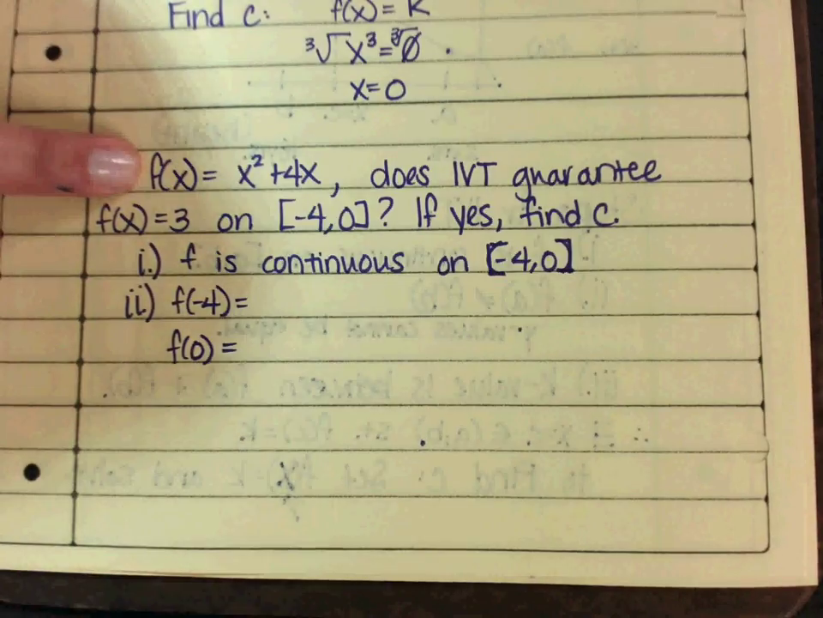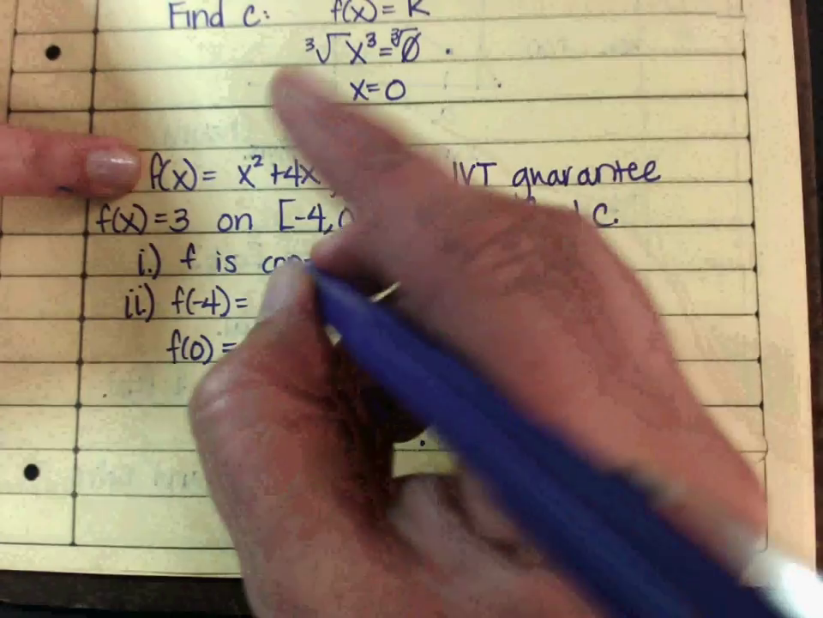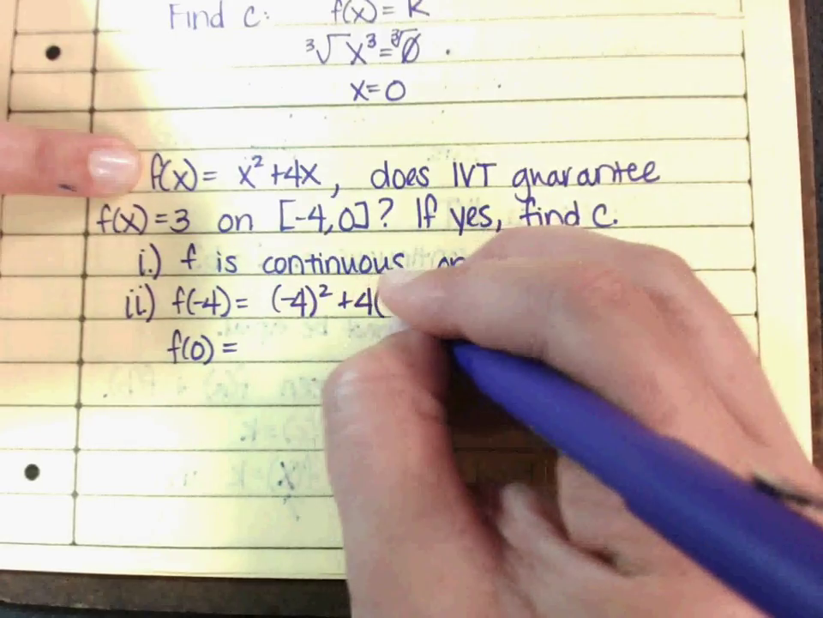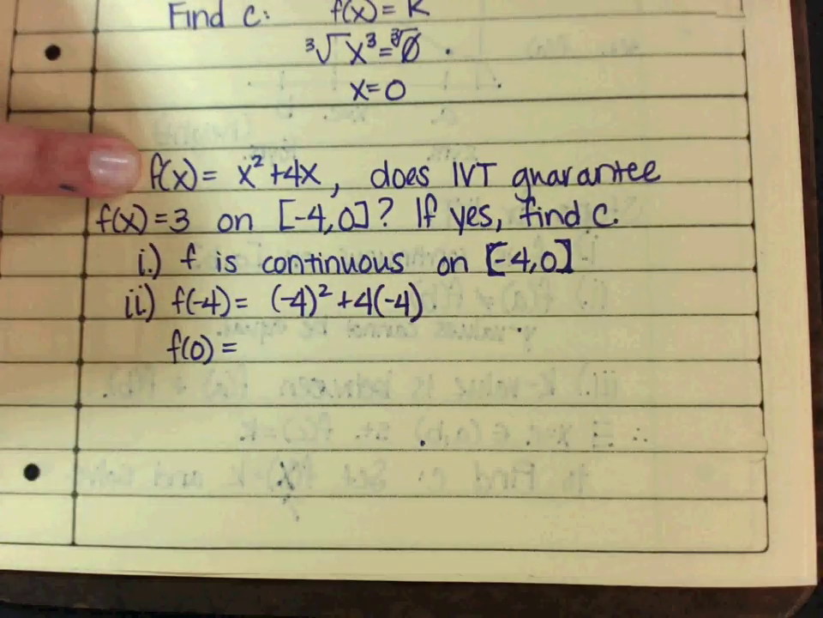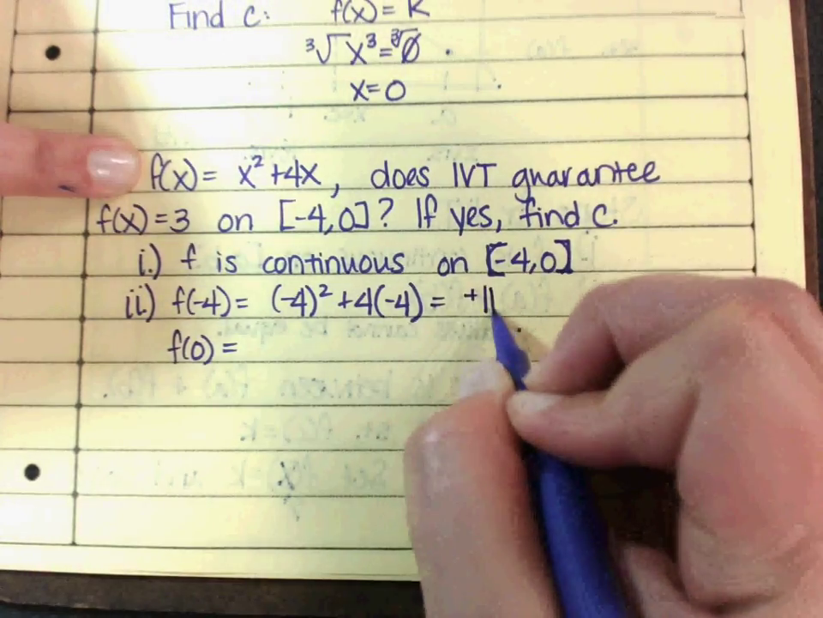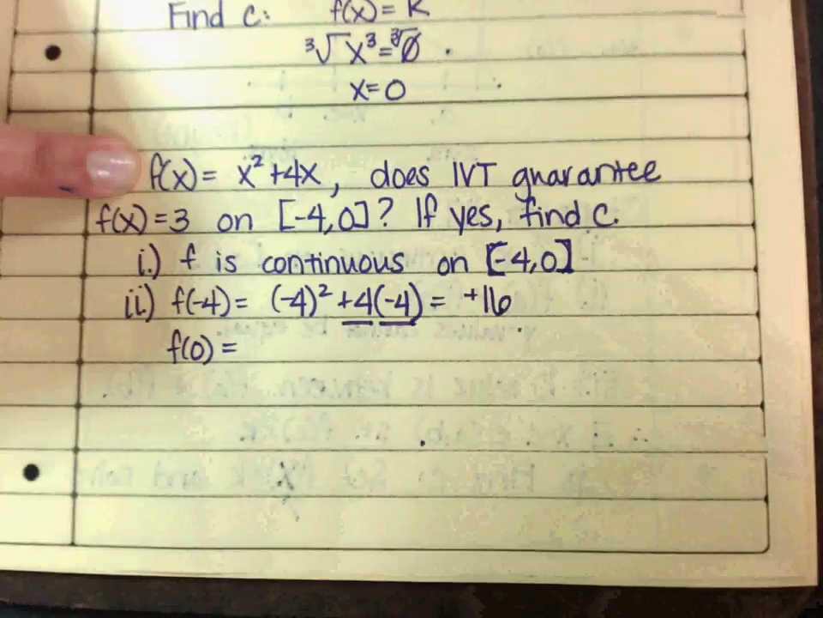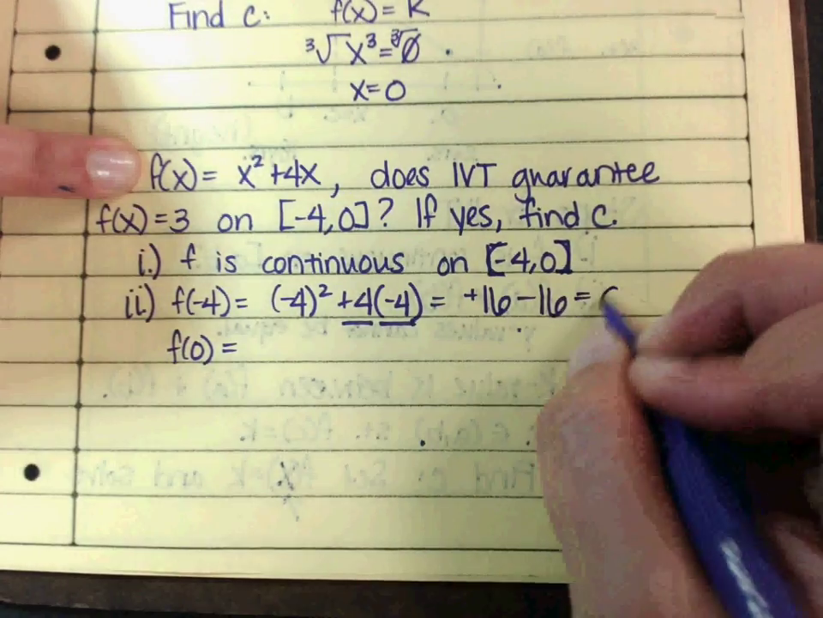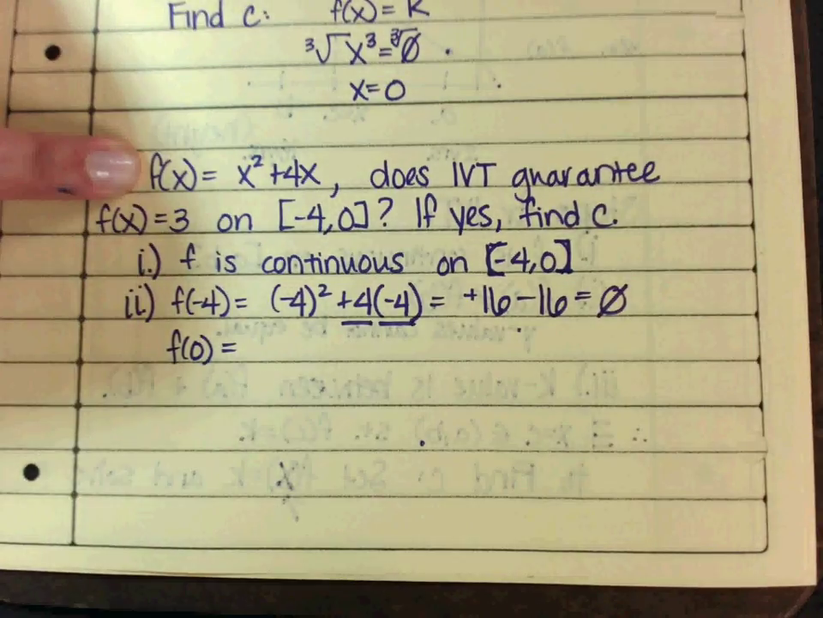So we're plugging into f. F is right here. So I want negative 4 squared plus 4 times negative 4. What's negative 4 if I square it? Positive 16. Then what's 4 times negative 4? Negative 16. What's 16 minus 16? 0.